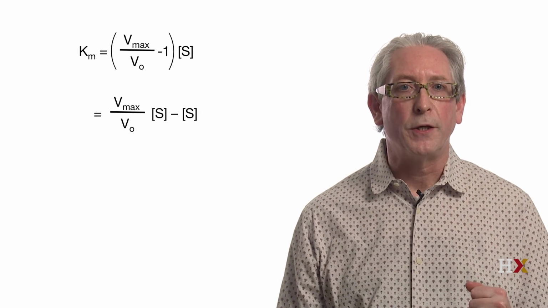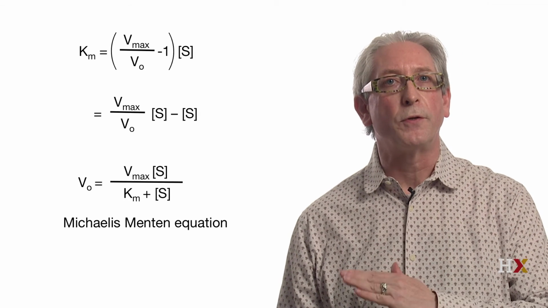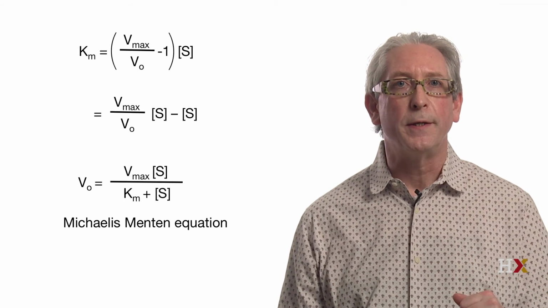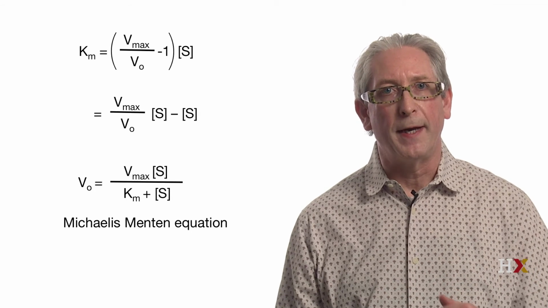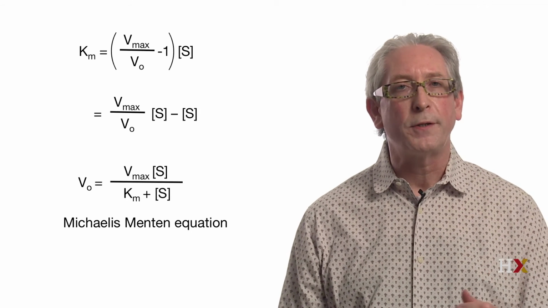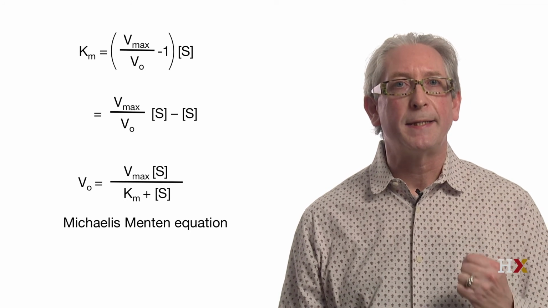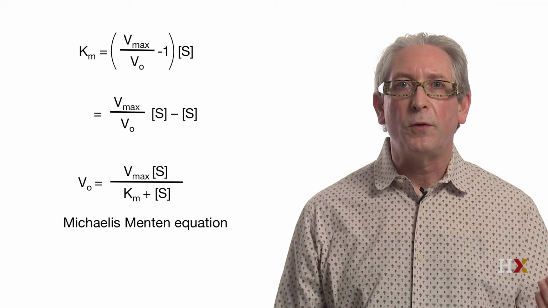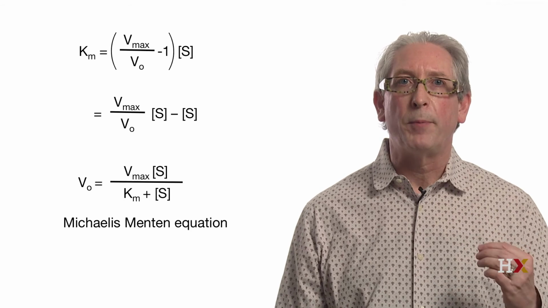Now, if we continue to rearrange this equation, we can express V0 as a function of the concentration of S. What we have as our equation now is V0 equals Vmax times concentration of S divided by Km plus the concentration of S. This equation is the Michaelis and Menten equation. Now, this is an equation that is graphically represented by a hyperbolic curve.